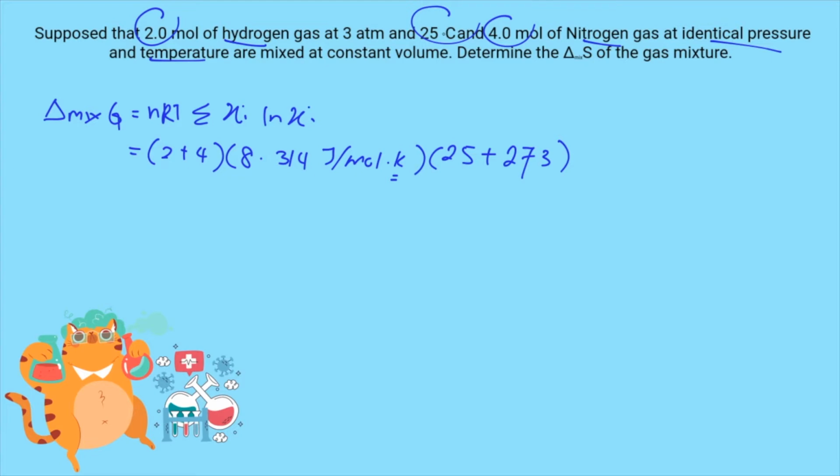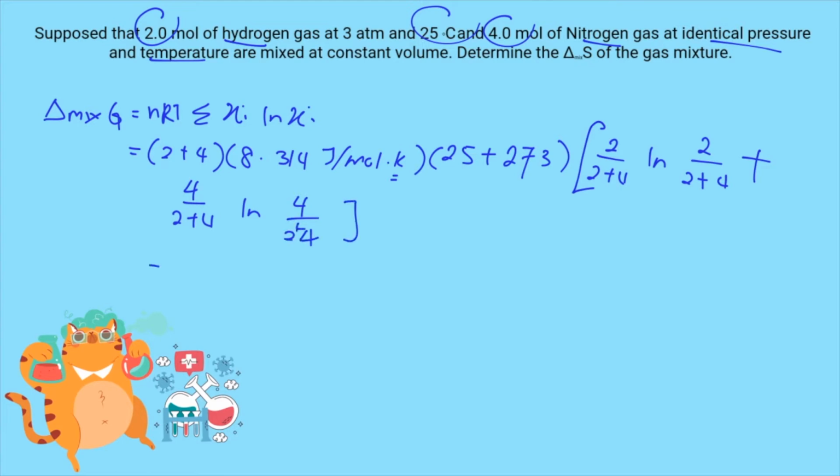So for the calculation of the mole fraction, I'm just going to do the hydrogen first. The mole fraction of hydrogen is 2 over the summation of the number of moles, so 2 plus 4, ln the mole fraction itself, 2 over 2 plus 4. And then it's the summation, right? So you need to add the mole fraction of nitrogen, which is 4 over 2 plus 4, ln 4 over 2 plus 4. Okay, so from here you can get your delta mix G.